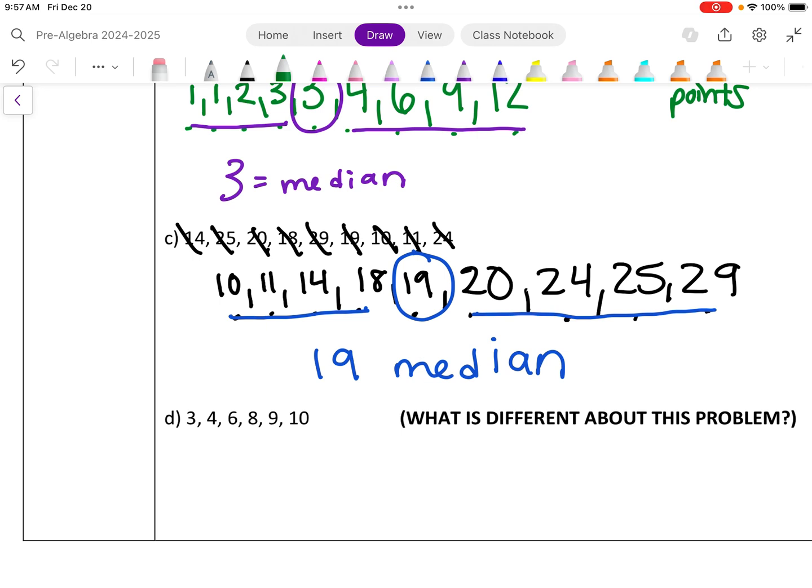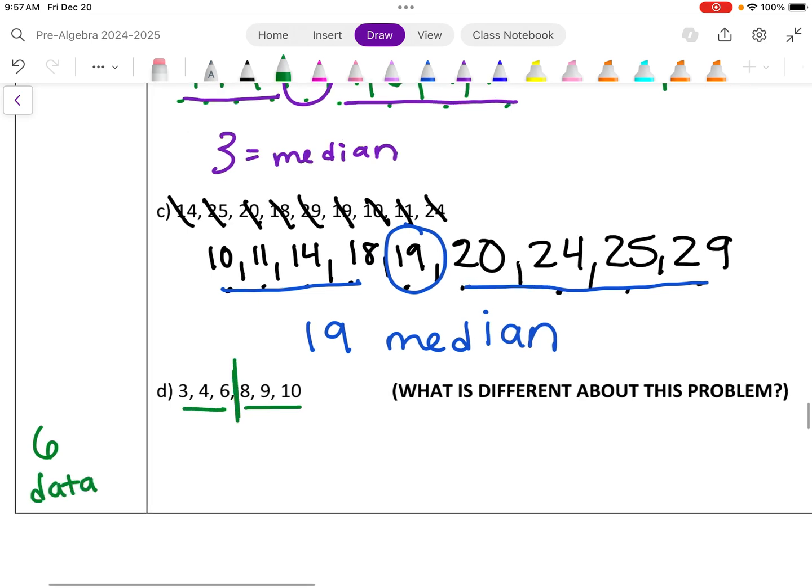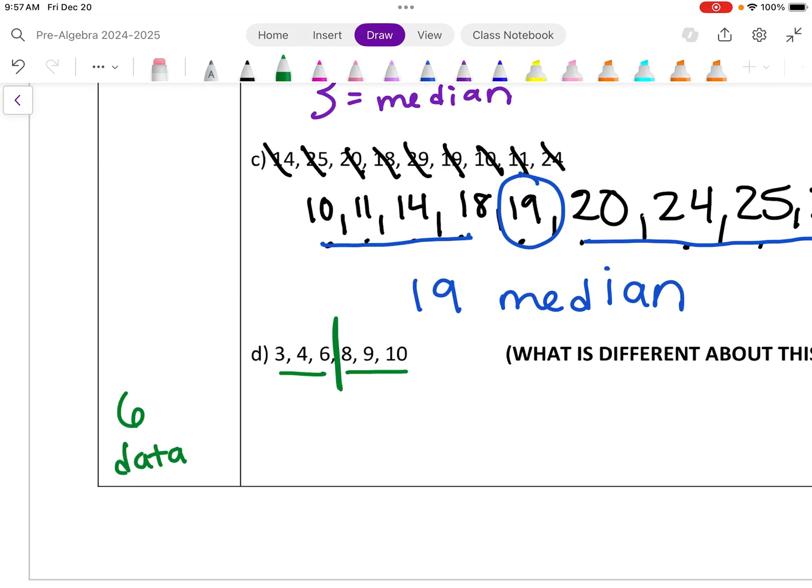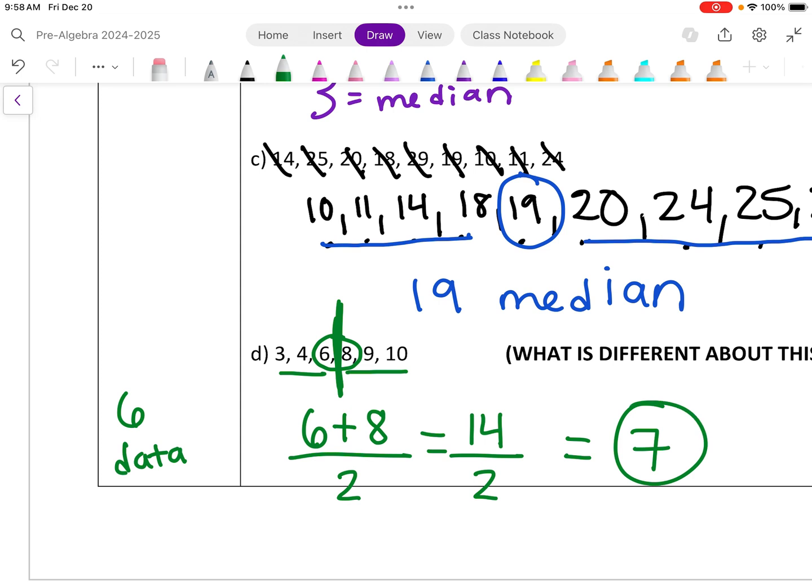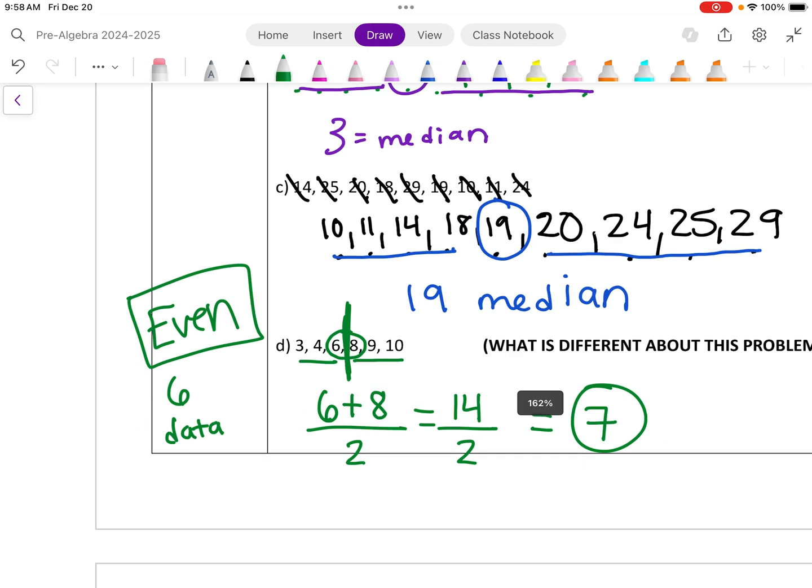Now, the next one is different because there are 6 data points. So if you go 3 in and 3 in, there's not a number in the exact middle. So what you do is you put a line in the middle, find the 2 that are in the middle, and you're going to average them, which means you add them together and divide by 2. So we're saying what is in the middle of 6 and 8, which we know is 7. If we add these together, we get 14 divided by 2, which is 7. So when there's an even amount of data points, we have to add the 2 in the middle and divide by 2.